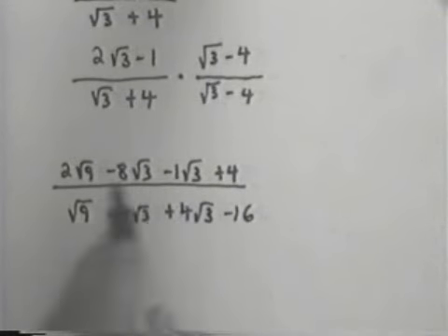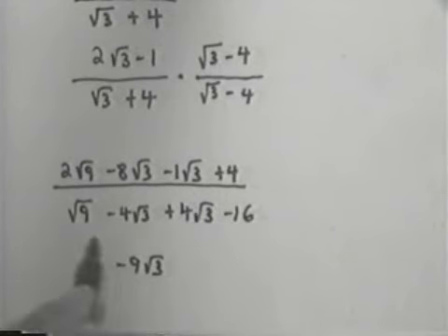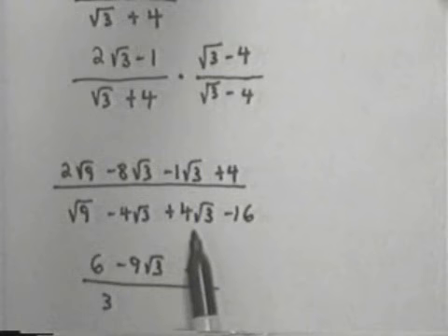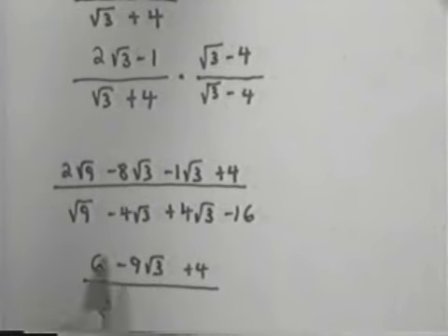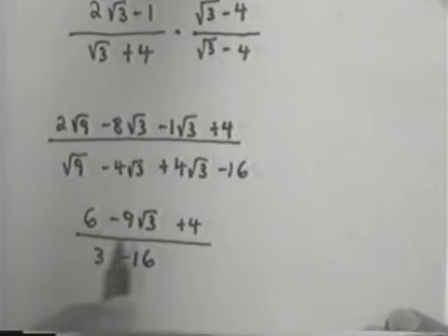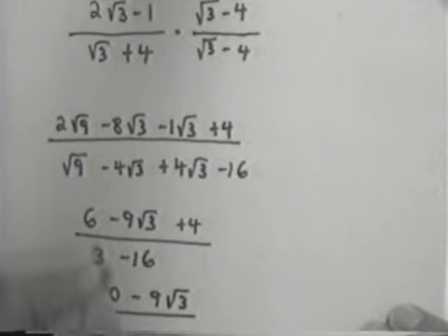And I'm going to combine the like terms. Minus 9 times the square root of 3. A negative 8 and a negative 1 is negative 9. Plus 4 over. Square root of 9 is 3. A negative 4 times the square root of 3 plus 4 times the square root of 3 gives 0. So I'm left with 3 minus 16. I can combine these like terms. 6 plus 4 would be 10, so 10 minus 9 times the square root of 3 over a negative 13.